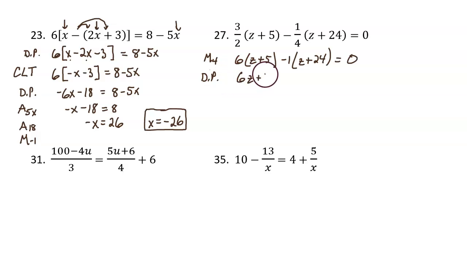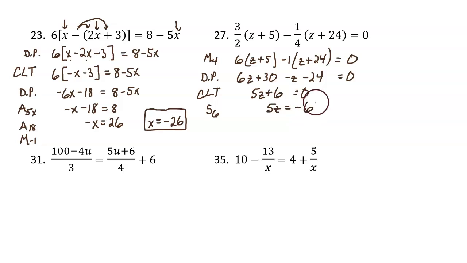6z plus 30, and then minus 1z minus 24, and that's equal to 0. Now combine like terms. 6z minus 1z is 5z. 30 minus 24 is positive 6, and that's equal to 0. Now subtract 6 from both sides. 5z is equal to negative 6.